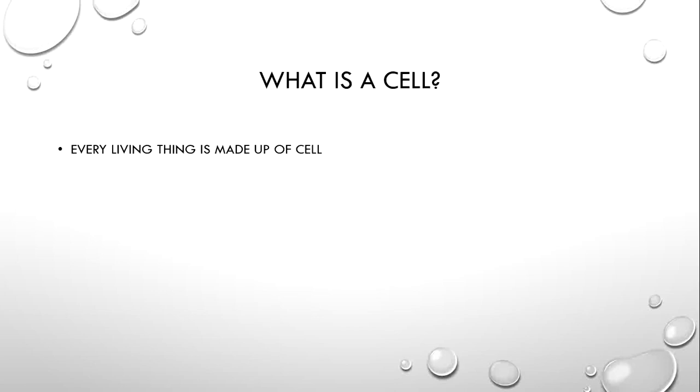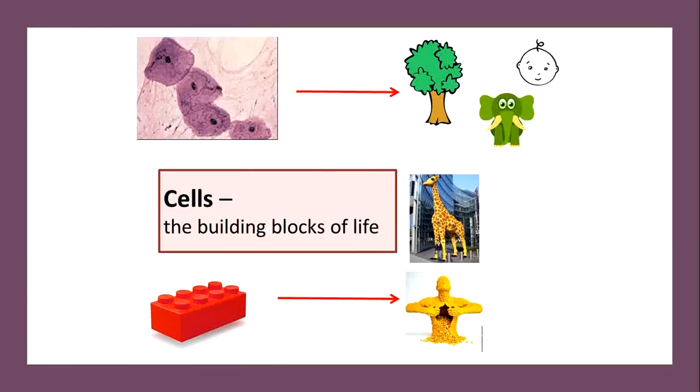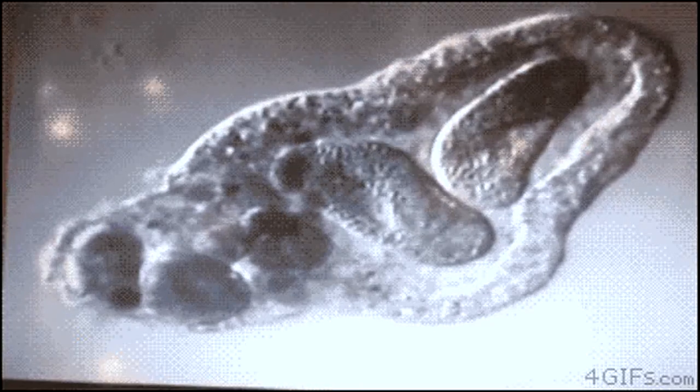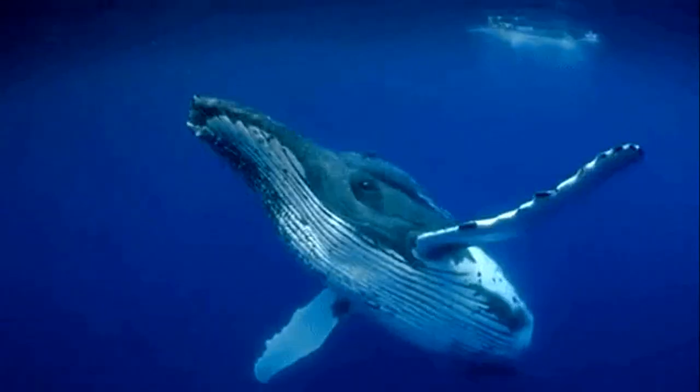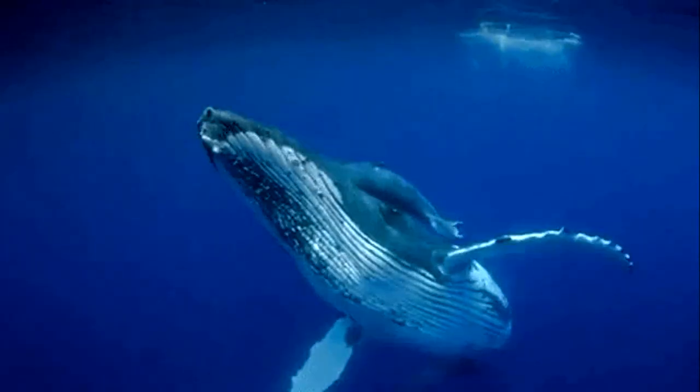What is a cell? Every living thing is made up of cells. Yes, that is correct. Cells are the building blocks of life. From the smallest thing, such as an amoeba, to the giant whale, everything is made up of cells.